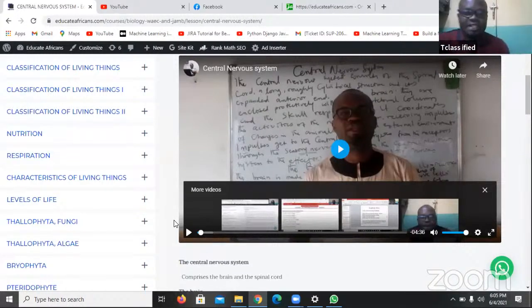Let's continue. The central nervous system consists of the spinal cord and the brain. You all know your spinal cord. The brain is inside the skull. Those are the two major components of the central nervous system. The spinal cord is enclosed in the vertebral column. There is a vertebral column at the back, and inside the vertebral column you have the spinal cord.